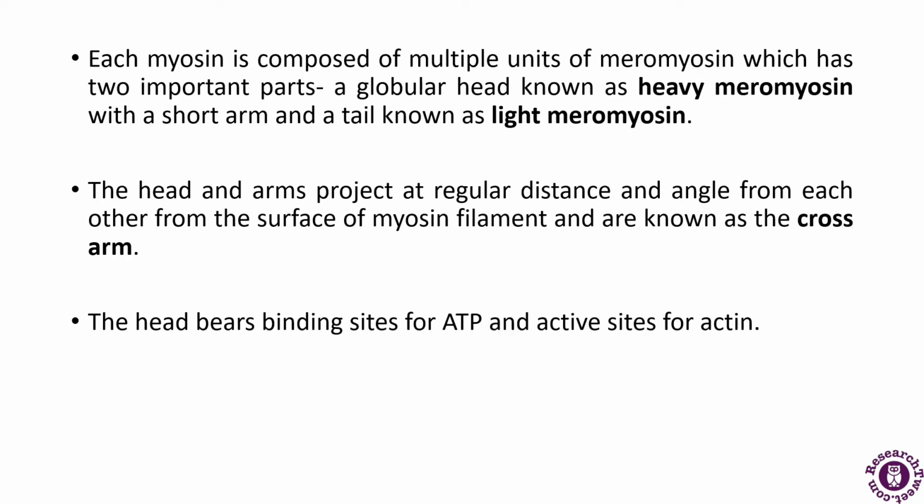Now, each myosin is composed of multiple units of meromyosin. When each myosin is composed of multiple units, it is known as meromyosin, and it has two important parts. First is a globular head, which is known as the heavy meromyosin, and the next one is the short arm and a tail, which is known as the light meromyosin.